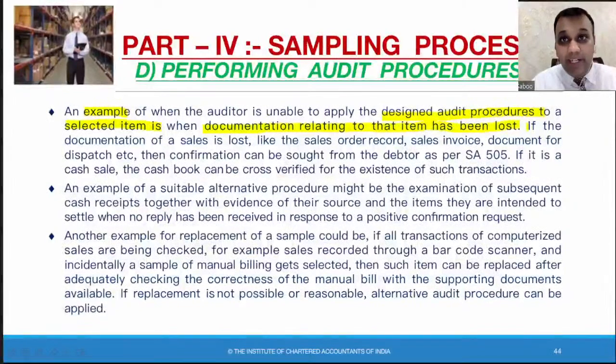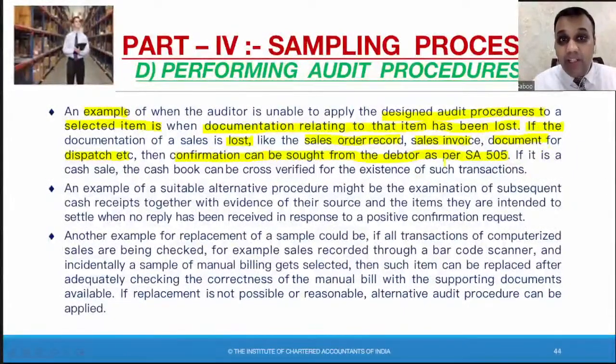So let's take the latter example. If the documentation of a sale is lost, like the sales order record, the sales invoice, document for dispatch, etc., what can we do? What would be a replacement item? External confirmation. We can seek confirmation from the debtor as per SA 505. Yes, did this client make sales to you on this particular day?